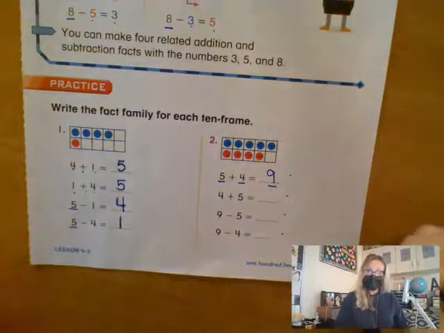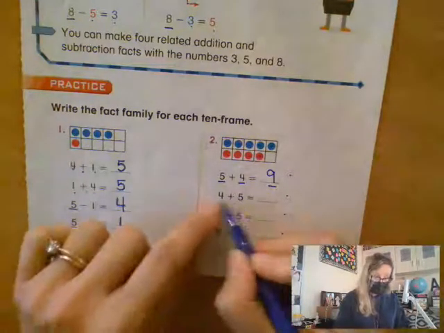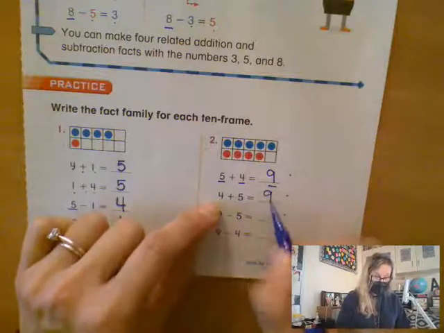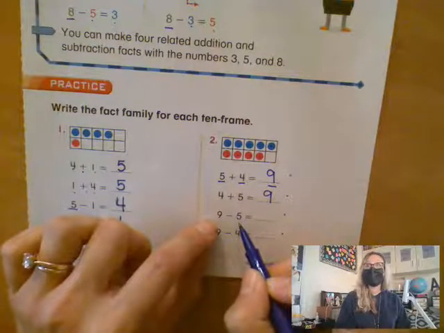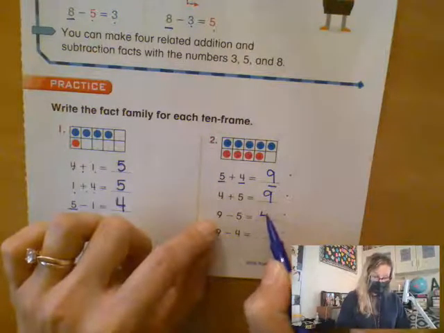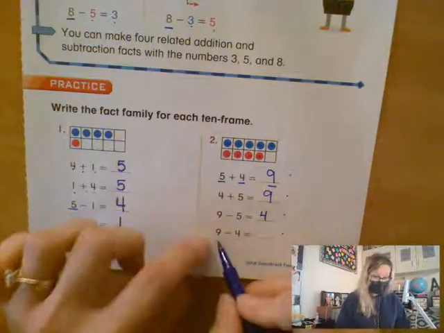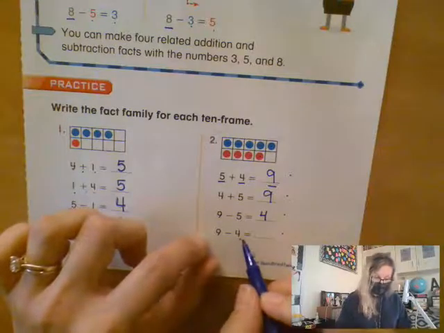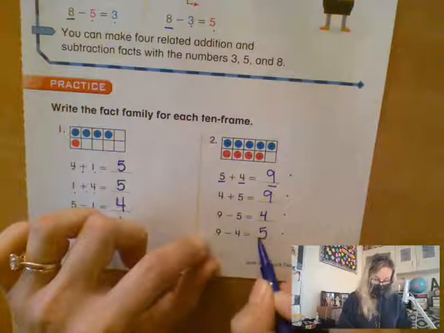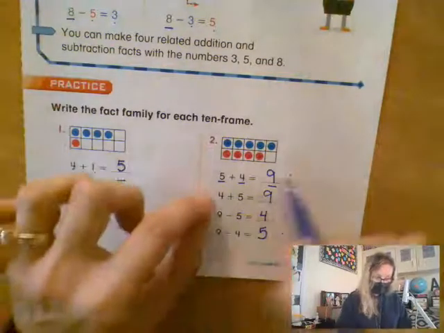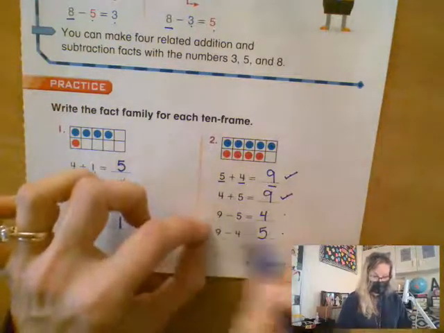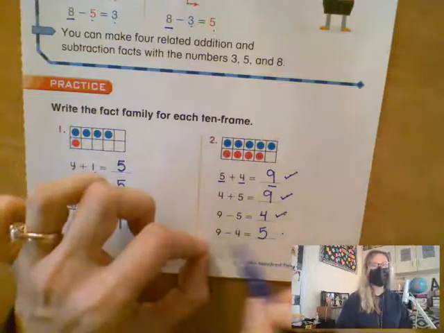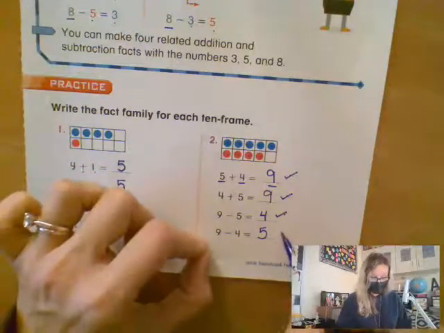So now I can very quickly say, I have my 5 and my 4, I need a 9. I have my 9 and my 5, what number do I need? 4. And here I have my 9 and my 4, so I need my 5. We can go back and check. 5 plus 4 is 9. 4 plus 5 is 9. 9 take away 5 is 4. And 9 take away 4 is 5.